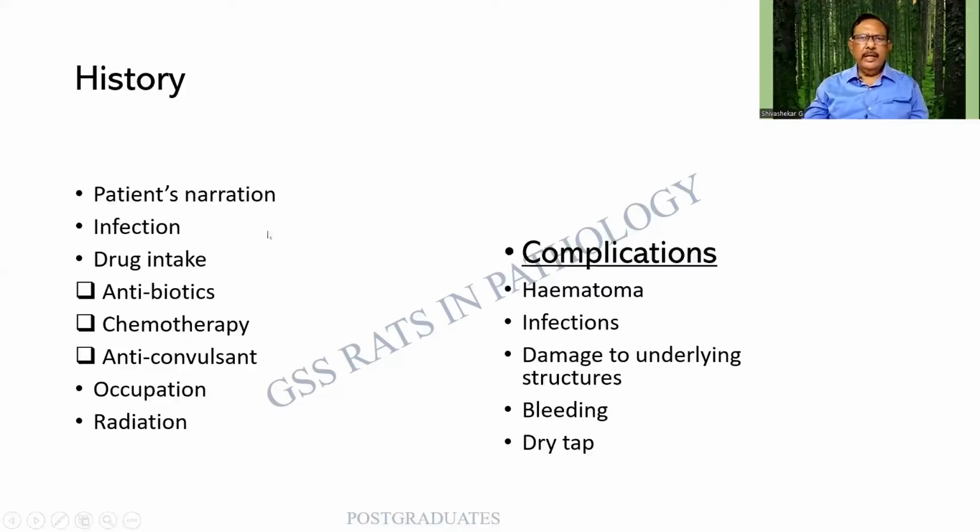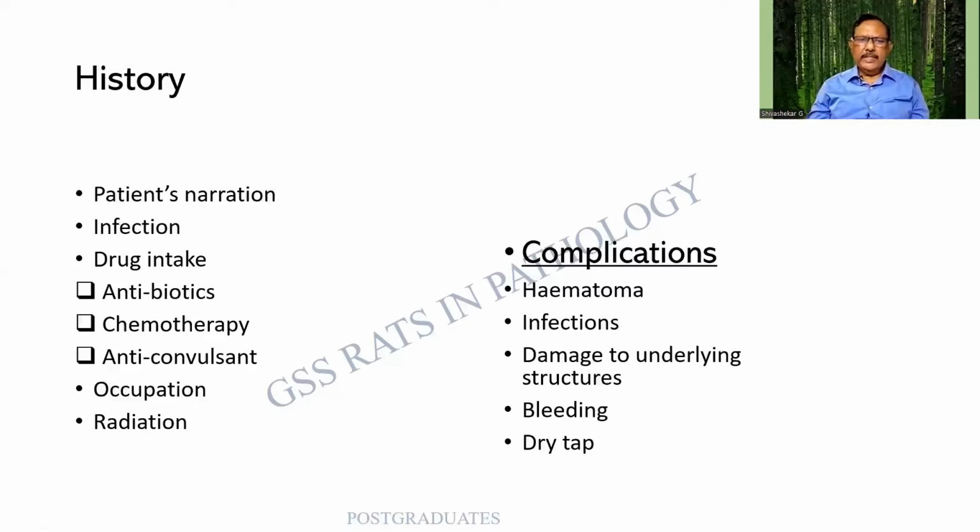History of drug intake. Phenytoin sodium, for example, is supposed to cause an aplasia. Any of the chemotherapeutic drugs, again, there can be a pancytopenia and an aplasia. Antibiotics, chemotherapy, anticonvulsant drugs, occupation, radiation, exposure to chemicals, and so on and so forth.